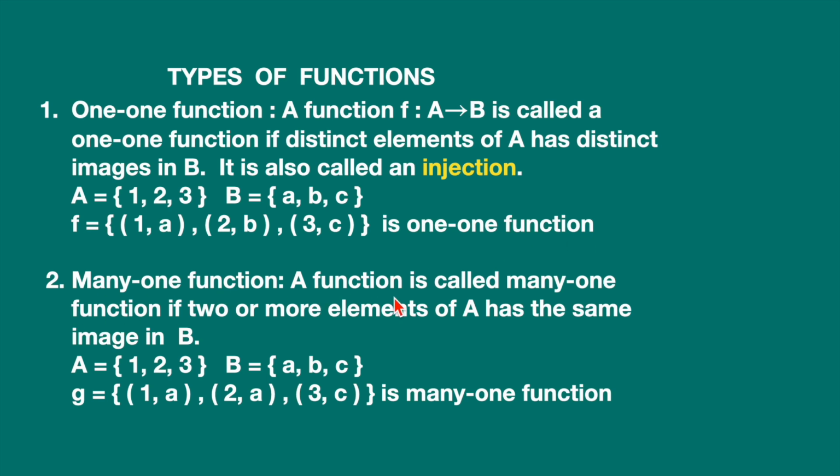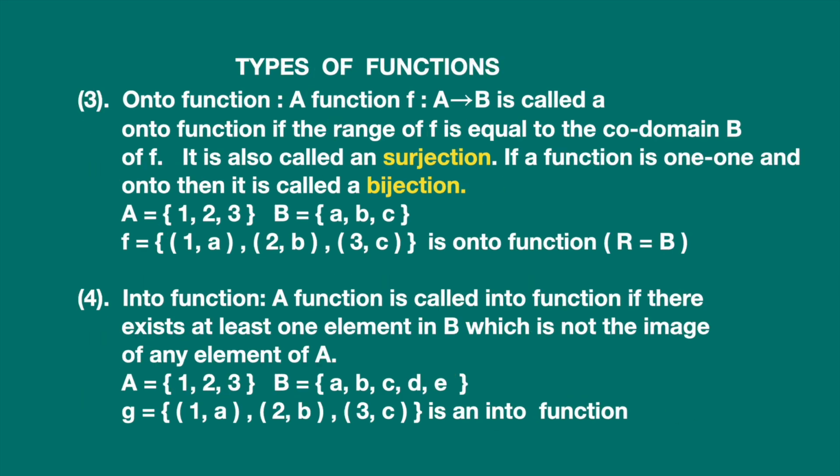Many-one function. A function is called a many-one function if two or more elements of A have the same image in B. So here the sets are A, B and g is the function. The ordered pairs are: the image of 1 is a, the image of 2 also is a, the image of 3 is c. So here you can see two elements of A have the same image in B, that is a. Therefore, this is a many-one function.